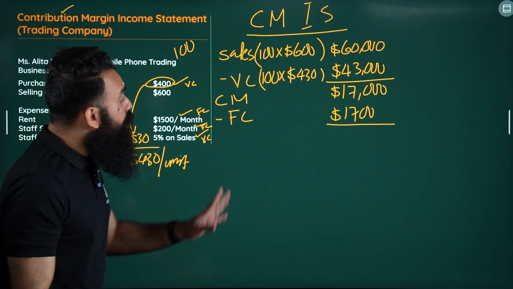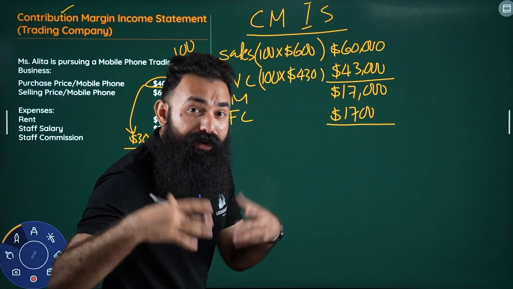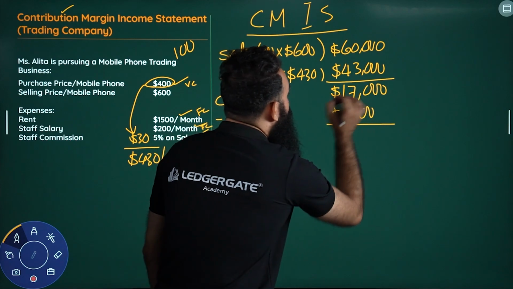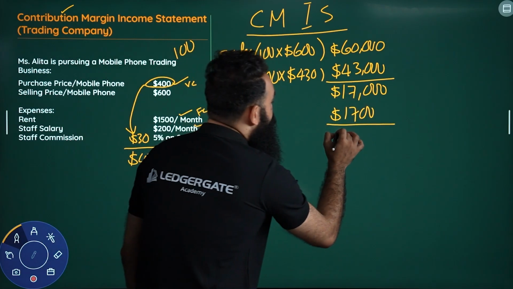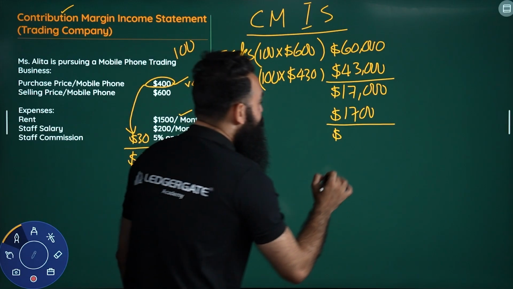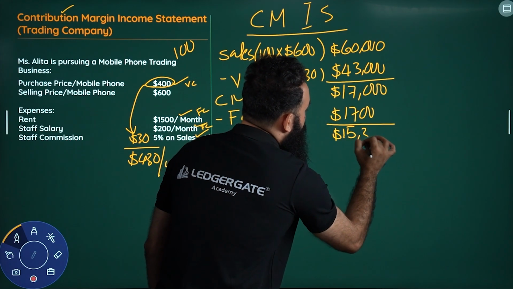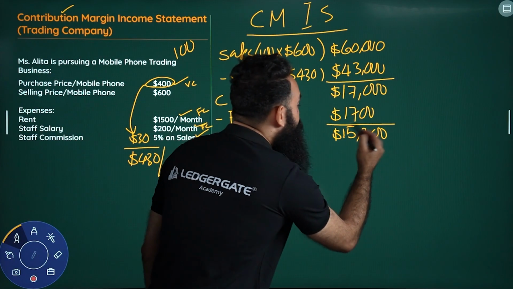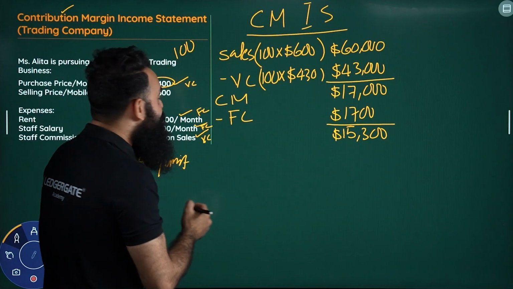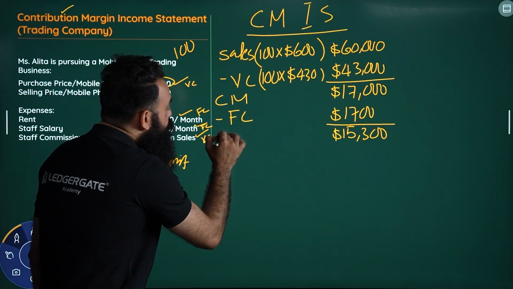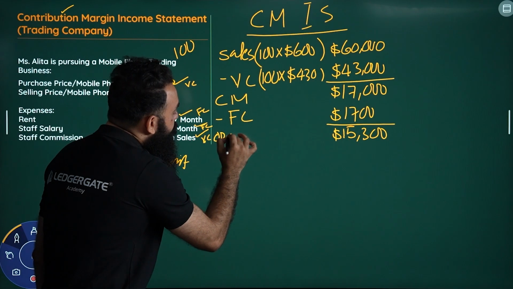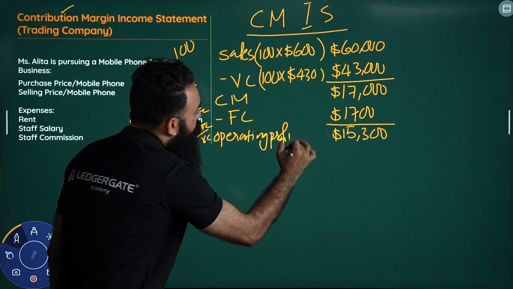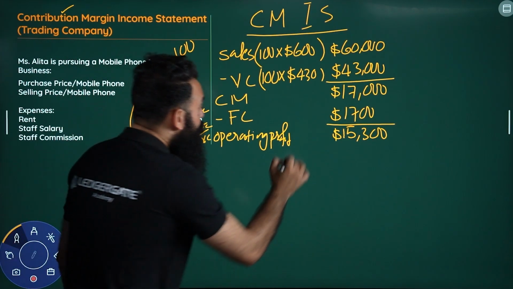If you are selling 1, 10, 100, even if you are not selling anything, we have to pay this $1,700. When we deduct this 1,700 from our contribution margin of 17,000, our profit would be 15,200. In this profit, we have to assign a name, right? We used to call this operating income, otherwise operating profit.